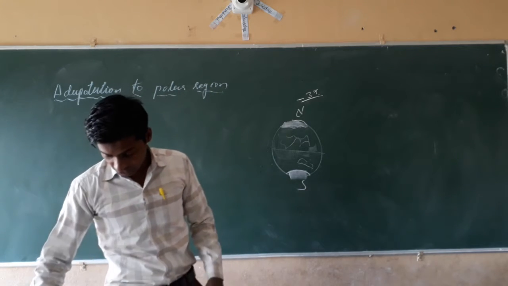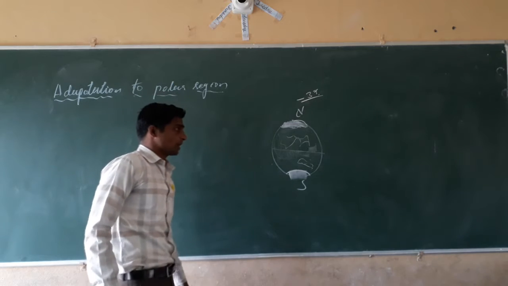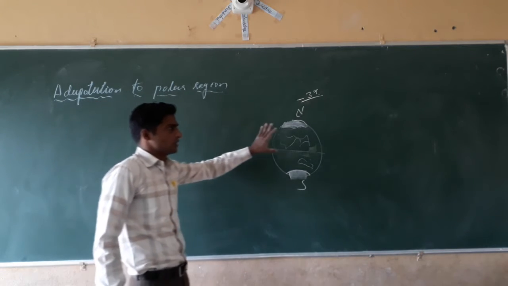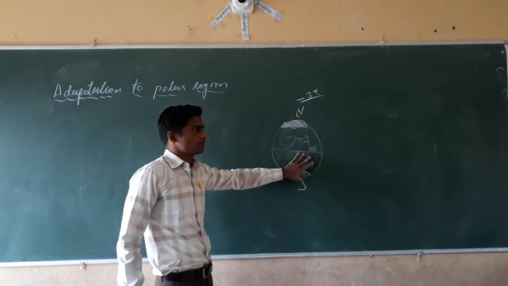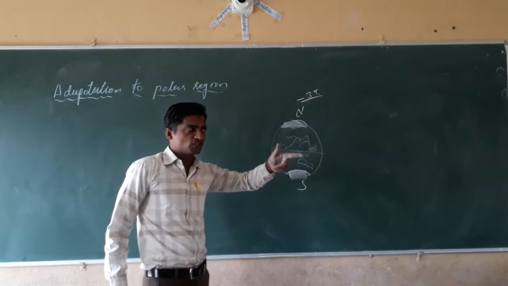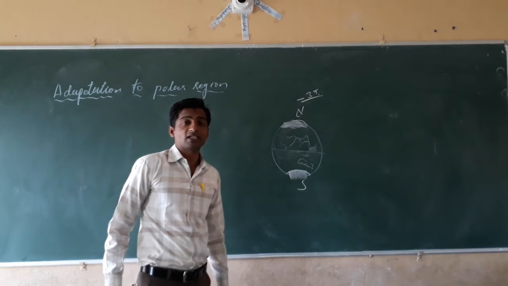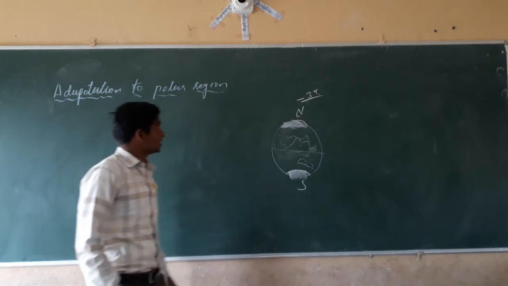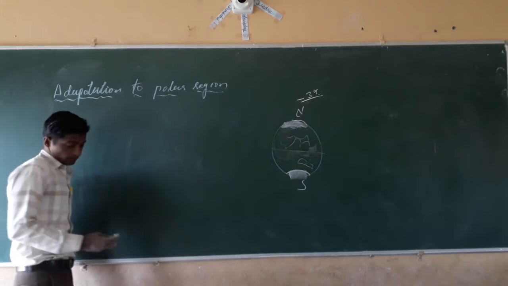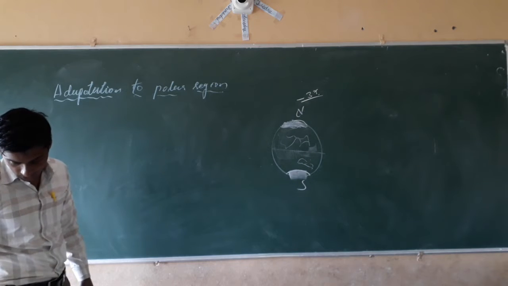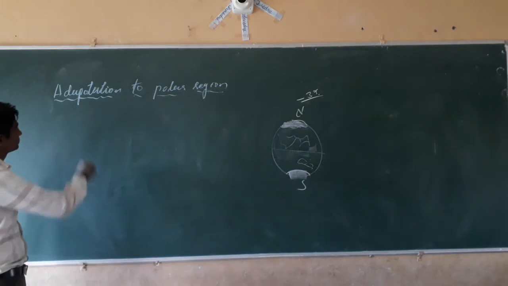The next, dear students, here also a number of living organisms survive. In that cold climatic condition, the living organisms survive with their special features, with their special characters. That is called the adaptation of those living organisms. See here, first the adaptation we will study is that of the polar bear.